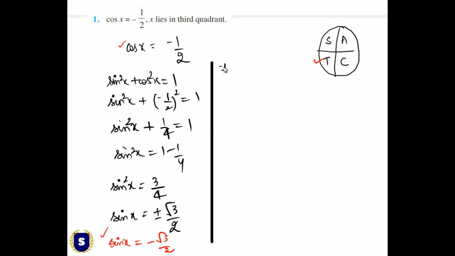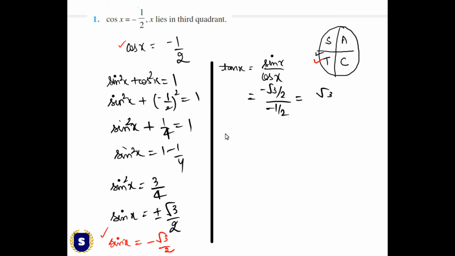Like tan x is equal to sin x upon cos x, that is equal to minus root 3 by 2 upon minus 1 by 2. You will get root 3 value. Okay, see, you have got the value of tan as positive because in the third quadrant tan is positive, right?